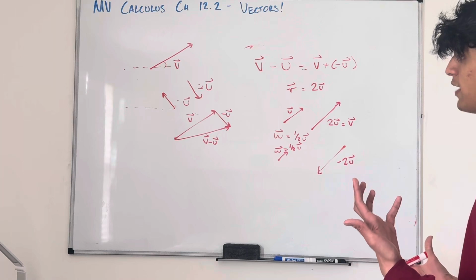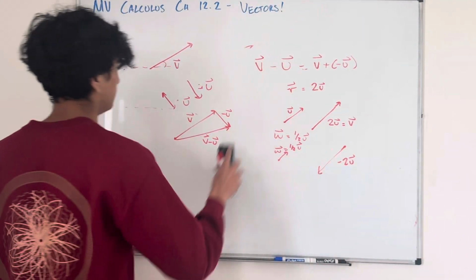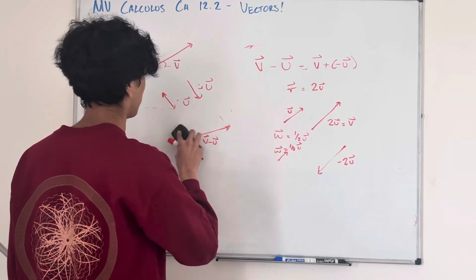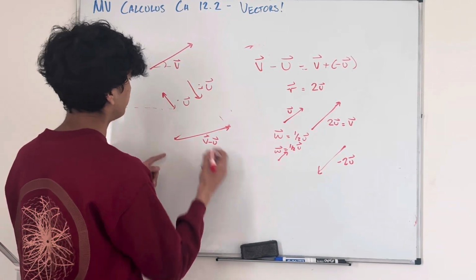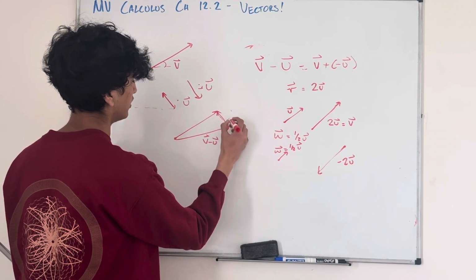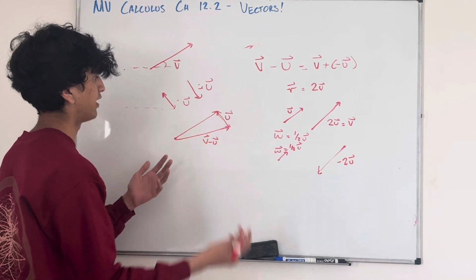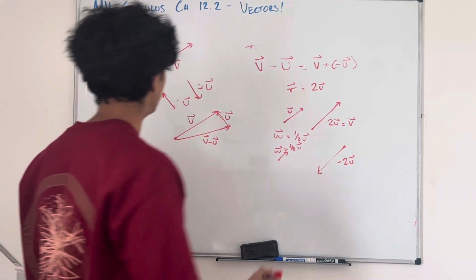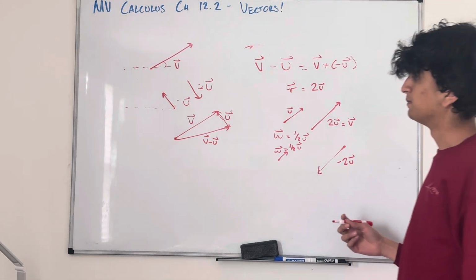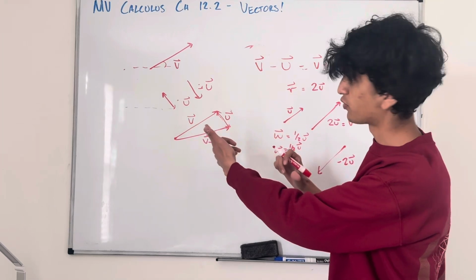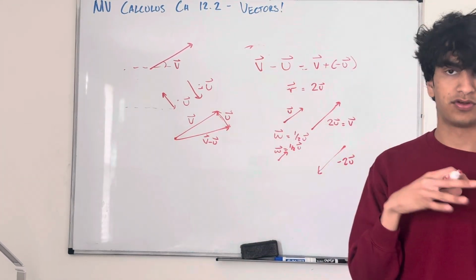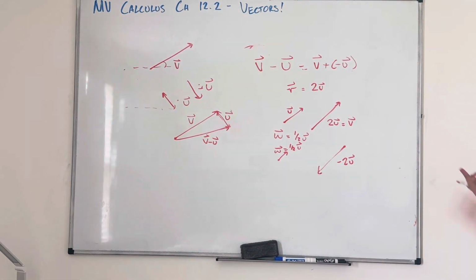Another way to think about it: if you had v minus u, how would you go back to v? You would need to add in a u, using tip to tail to get back to v. That shows you have to flip u the other way around to go backwards, and that would be the same as doing v plus negative u. That's how vector subtraction works.